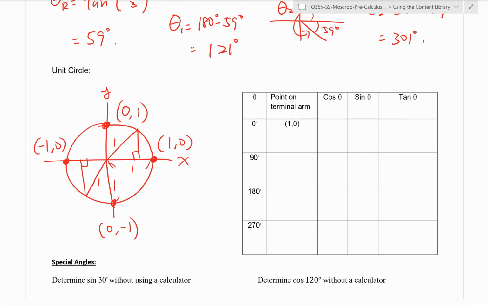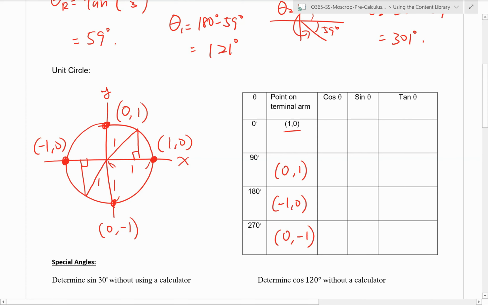At 0 degrees, the coordinates are 1 and 0. At 90 degrees, the coordinates will be 0, 1. 180 degrees is right here, and the coordinates will be -1, 0. 0, -1 is for 270 degrees. We could also go back to 360 degrees, and this really just goes back to 0 degrees. These two will be the same because it just rotates all the way once back to where it starts.